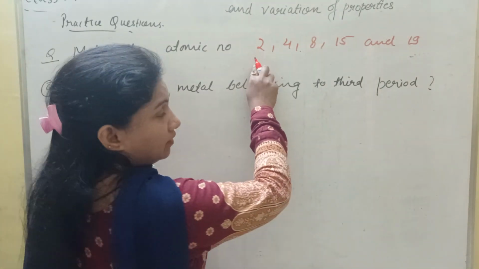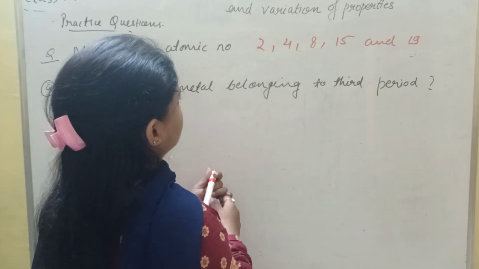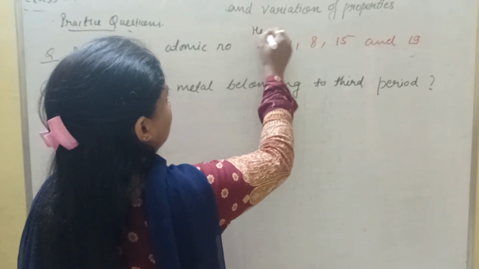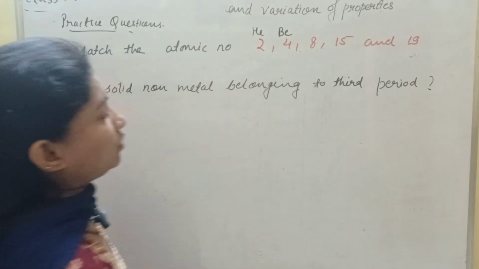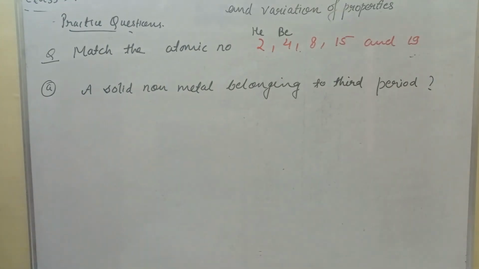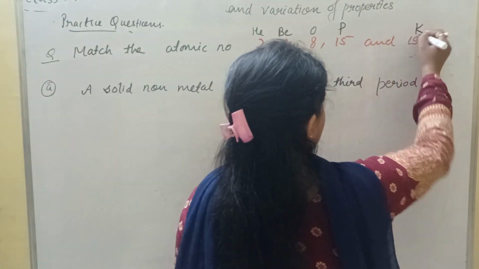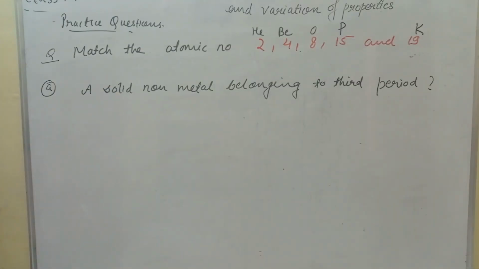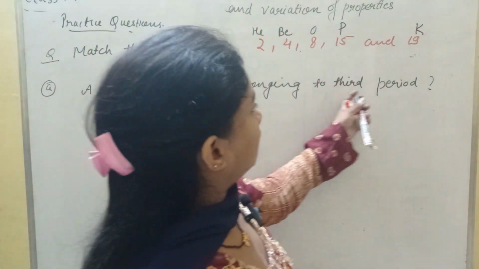2 is the atomic number for helium, 4 is for beryllium, and who is having 8? Oxygen. This is phosphorus, and this is potassium. You have to learn these atomic numbers along with the symbols, what atomic number belongs to what symbol or element.